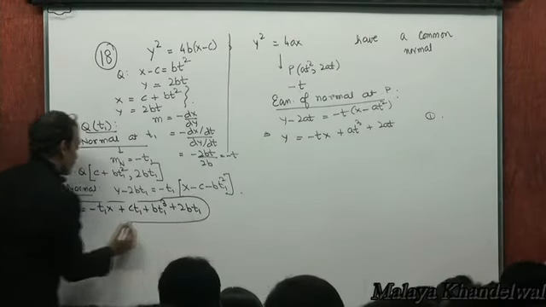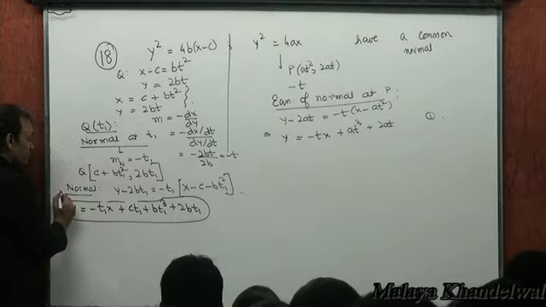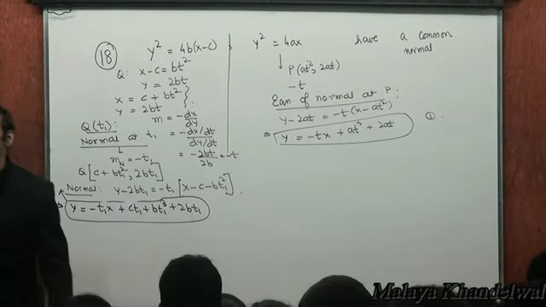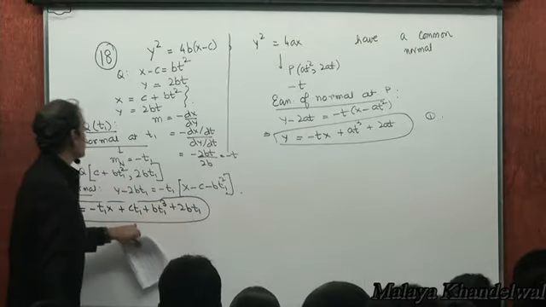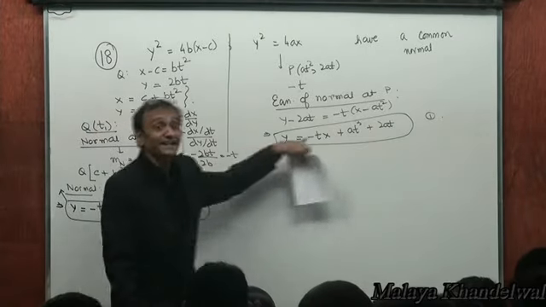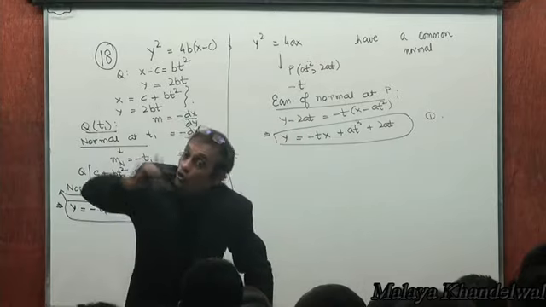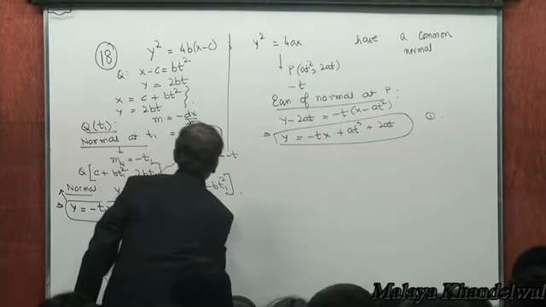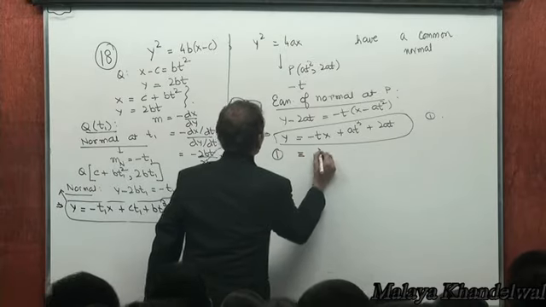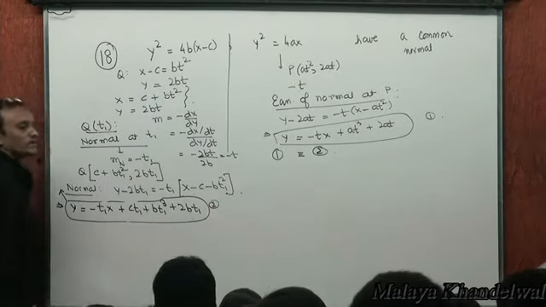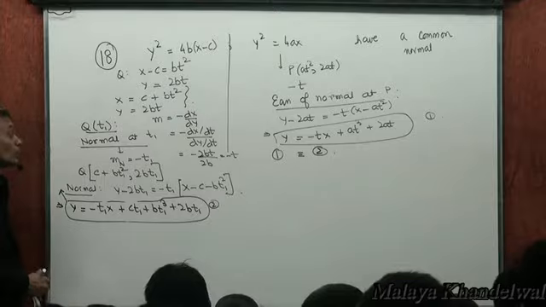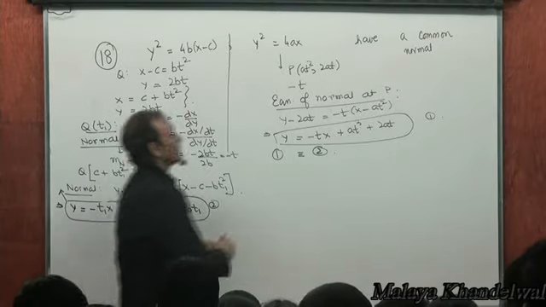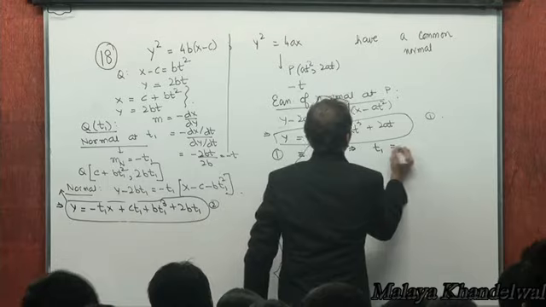Now, what we want is, for some combination of T and T1, this normal should be identical to this normal, then the two normals would be the common normal. This would be a normal at P of this parabola, this would be a normal at Q of this parabola, but if this line is identical to this line, then they represent a common normal to the two parabolas. So what we are seeking is 1 identical to 2. Now, if this line is identical to this line, very clearly T equal to T1.